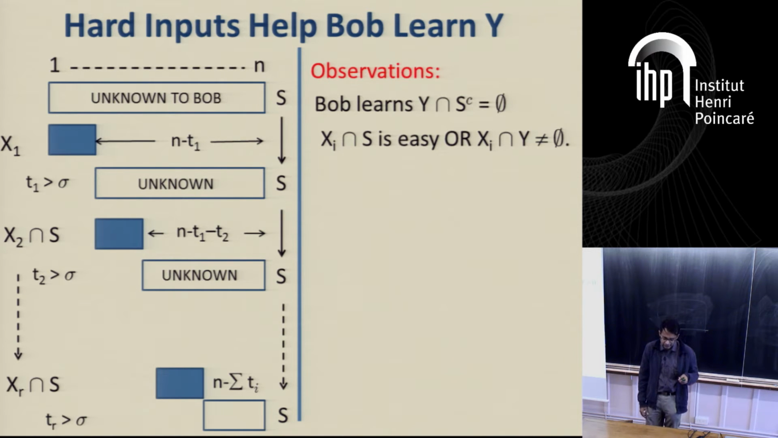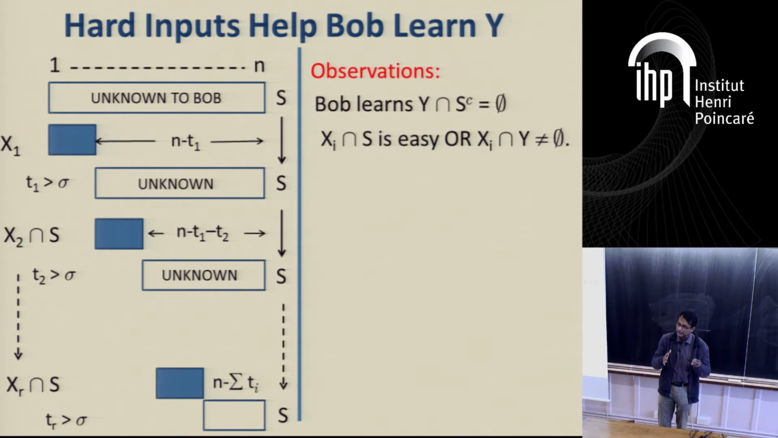And the other thing is, now he looks at this set of x1 through xk, and he projects them down to S. He can calculate this S. And if he sees that, after projecting, a particular set is still very large, larger than sigma, he knows that set must be intersecting with y. Because if it did not intersect, then Charlie would not have stopped. Because the assumption is Charlie goes on as long as he could.